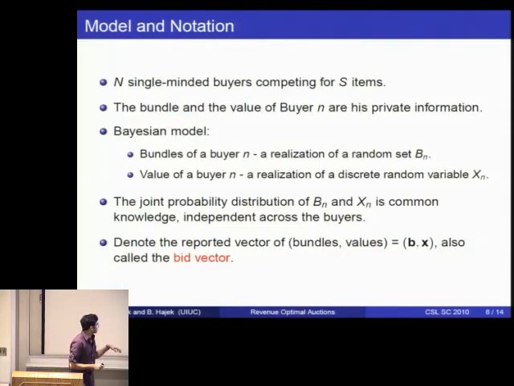For the rest of the talk, I'll be using this notation of b and x to denote the reported vector of bundles and values, also called the bid vector. And this is not the true values for each of the buyers, but this is what they report. So this is the reported bundle and the reported values by all the buyers.